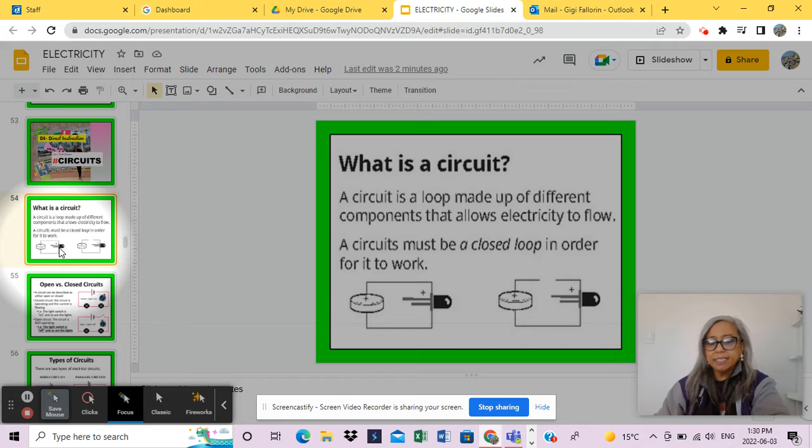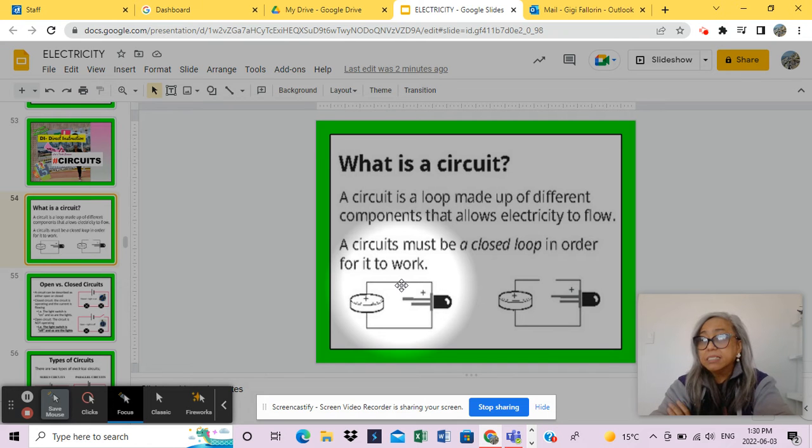So, what is a circuit? A circuit is a loop made up of different components or parts that allows electricity to flow. A circuit must be a closed loop in order for it to work. Remember, electricity is the flow of electrons.